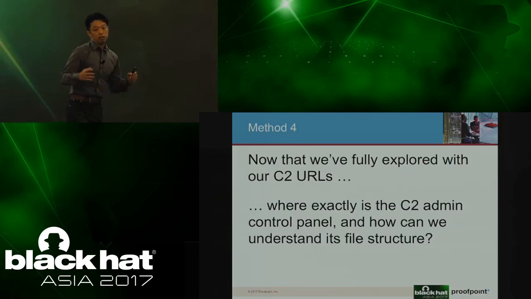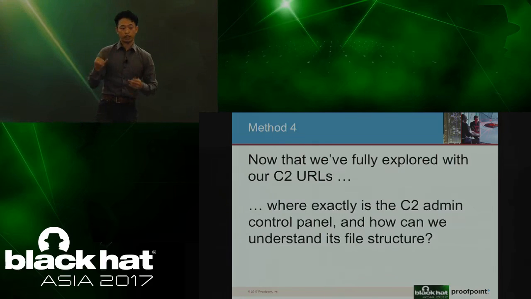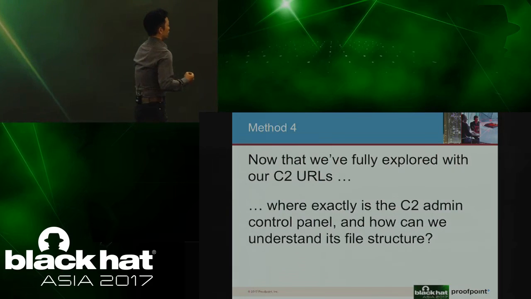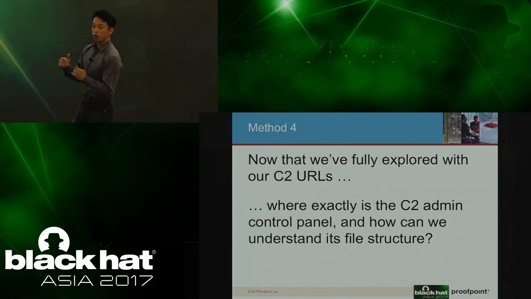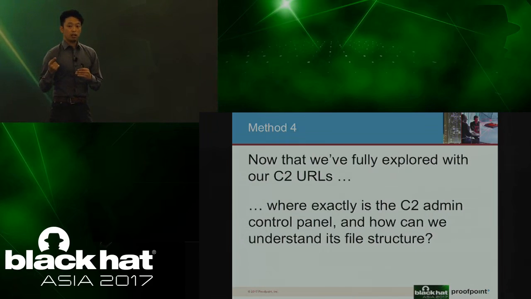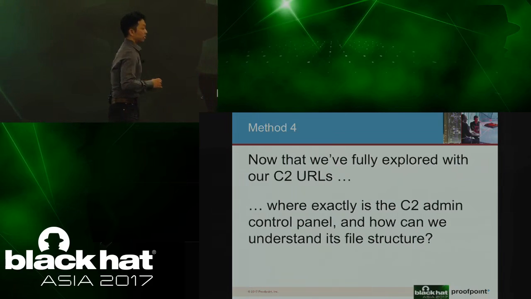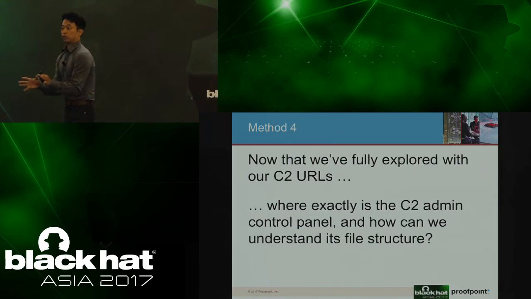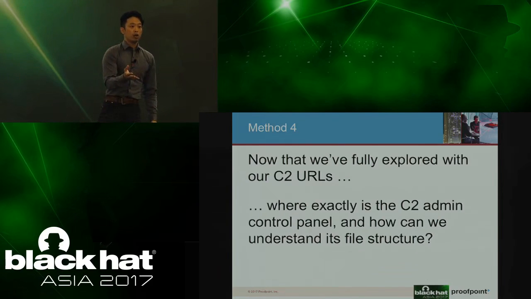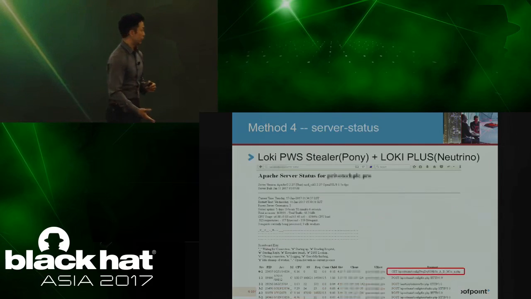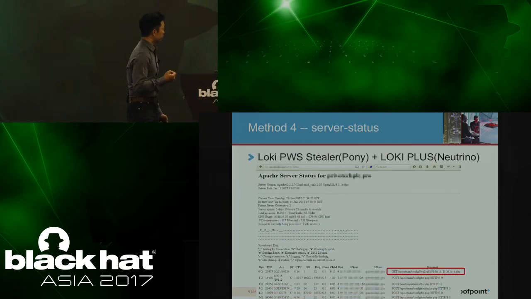Method 4, all right? So now we've fuzzed all these URLs. We found open directories. We found command and control panels. We found web shells. But if at this stage you haven't identified what the exact URL of the command and control panel is, if you still couldn't figure it out, then you would have to start to understand the file structure, right? So we're not that lucky. We couldn't find where their command and control panel URL is, and we're going to have to do a little bit more work. We're going to have to understand their file structure.